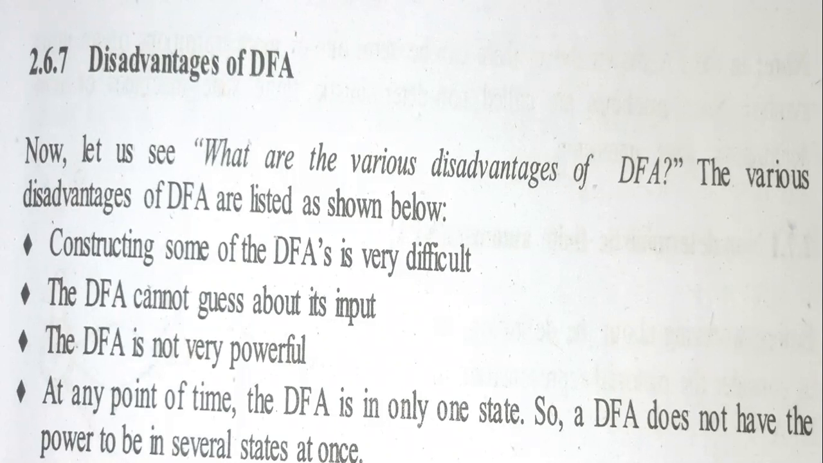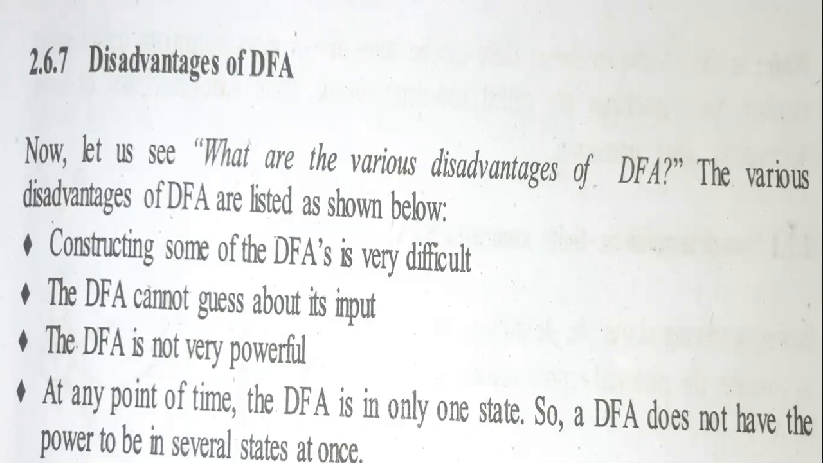The DFA cannot guess about its input. Whatever the state or transition we decide, only those are available. But in case of NFA, for one particular alphabet from one particular state, we can have multiple transitions or zero transitions also available. In case of DFA, such an option is not available. So compared to NFA, DFA is a bit weak, and not very powerful.